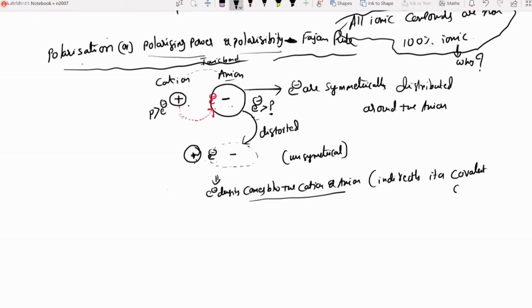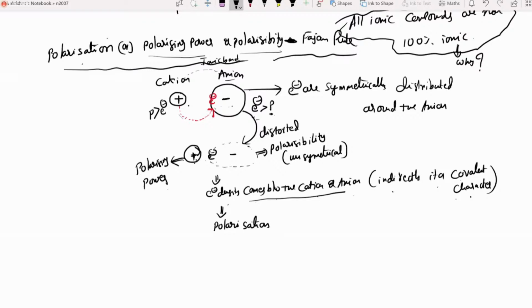Is it correct or not? Whenever electrons are between two atoms, an electron pair shared between two atoms is called covalent nature. Here in cation and anion, electron density comes between cation and anion, so indirectly a covalent character is developing. Yes or no? So this is called polarization. Who did this? Cation did this. That is called polarizing power. Who undergoes this? Anion. That is called polarizability.